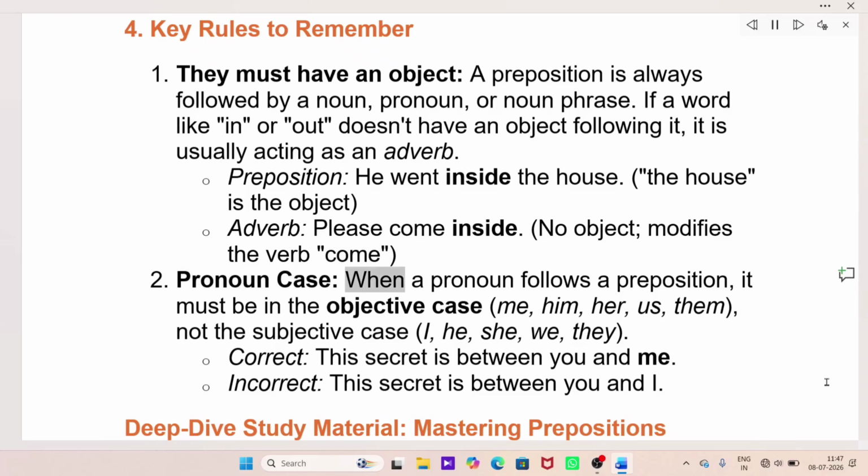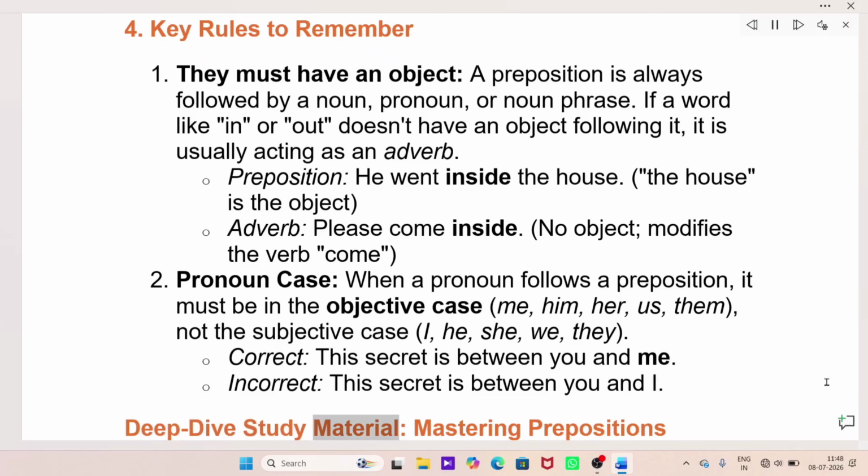Pronoun case: When a pronoun follows a preposition, it must be in the objective case, me, him, her, us, them, not the subjective case, I, he, she, we, they. Correct: This secret is between you and me. Incorrect: This secret is between you and I.